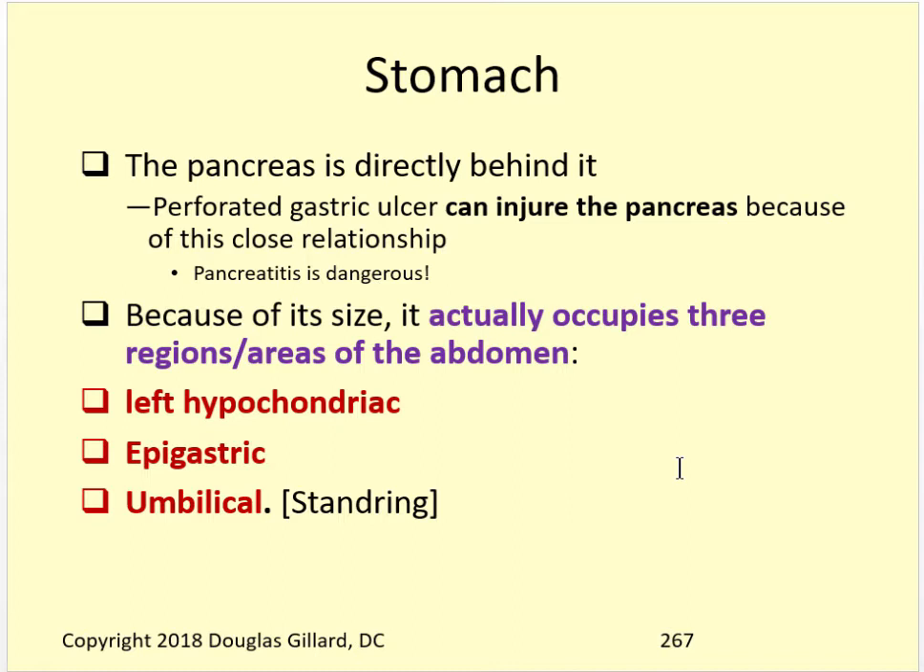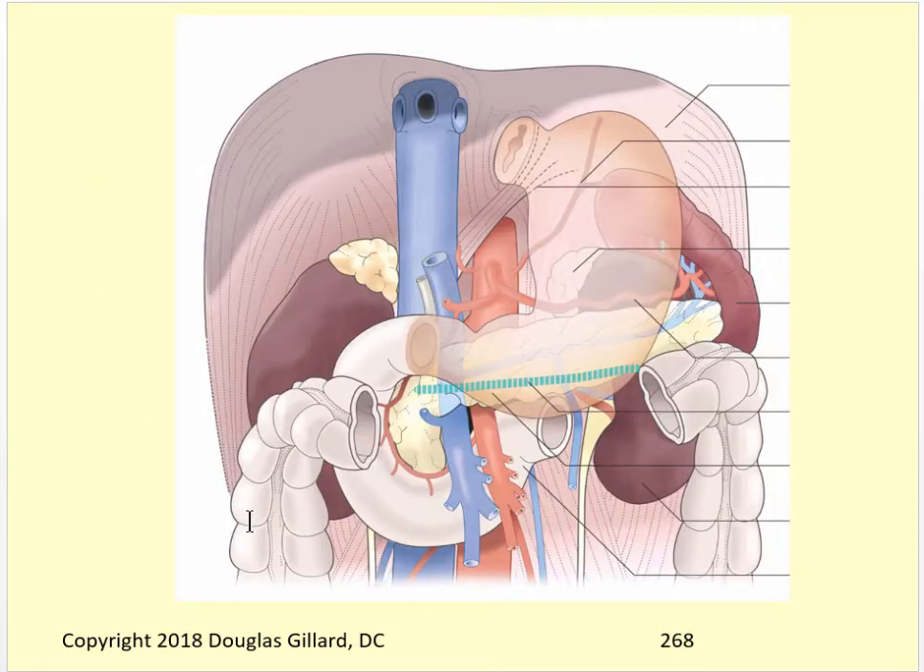Because of its size, the stomach actually occupies about three regions of the abdomen. You know those regions: the left hypochondriac, the epigastric region, and the umbilical region. Do you remember those regions? We're going to do those in lab a lot.